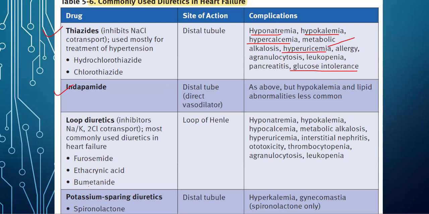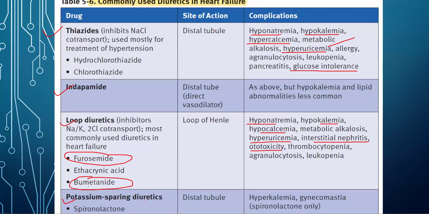Indapamide has a similar kind of complications to thiazide diuretics. Then there are loop diuretics, which are basically furosemide and bumetanide. These two we use in Australia. So the complications are that everything gets hypo: hyponatremia, hypokalemia, hypocalcemia. They can get hyperuricemia. Furosemide can cause nephrotoxicity and ototoxicity. Ototoxicity means toxicity of the inner ear, and it can also cause nephrotoxicity.